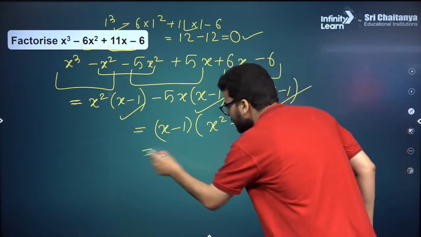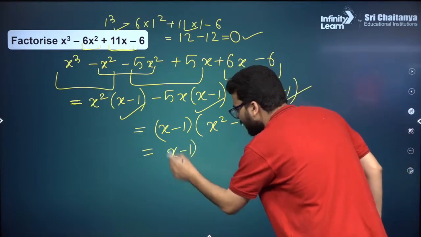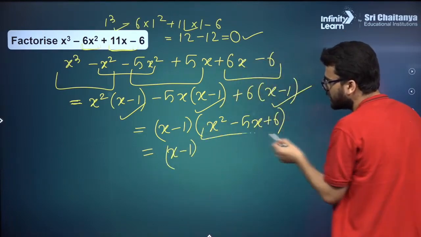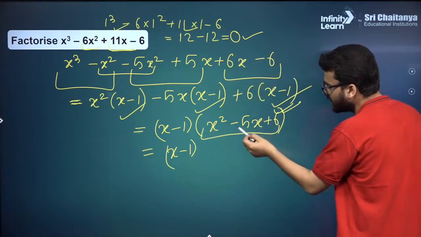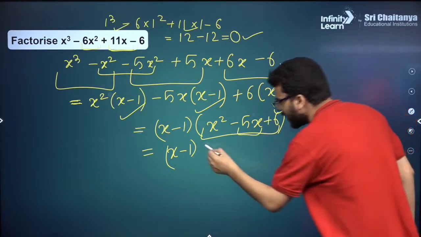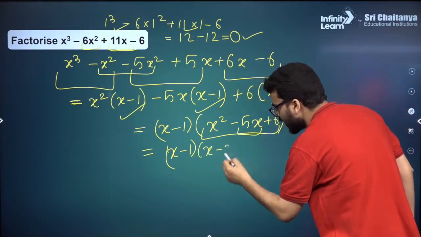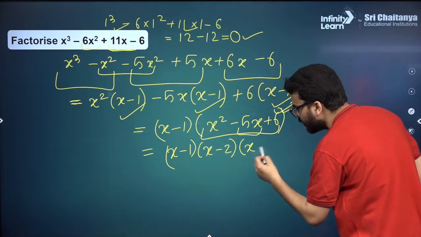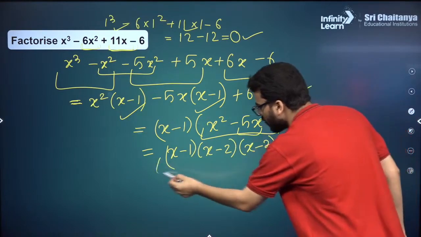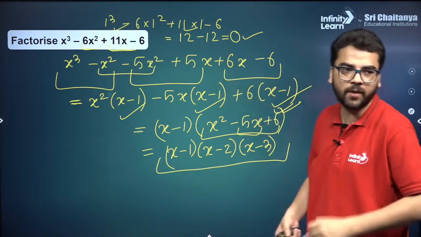So you see, now this quadratic polynomial can be easily factorized. You see, 3 2s are 6. And this can be written as minus 2x minus 3x. So this can be factorized like this, x minus 2, x minus 3. That's it. So this is the required factorized form of this cubic polynomial.